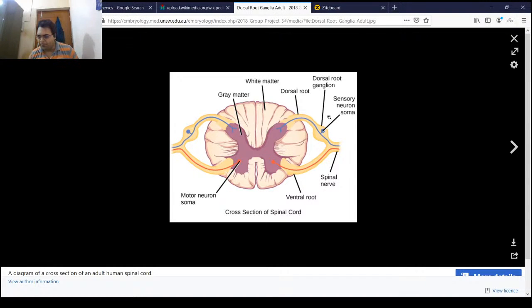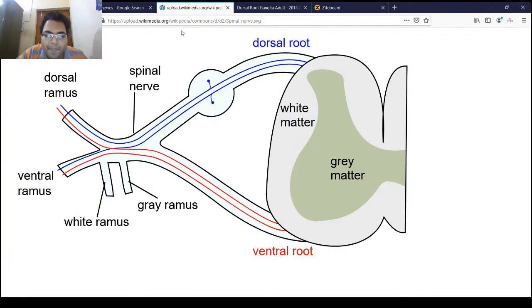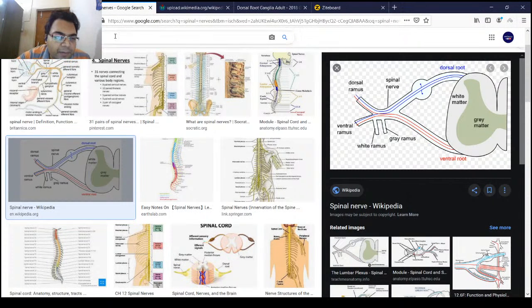Now, you may also have heard that spinal nerves are mixed nerves. How are they mixed nerves? You can see these nerves coming out from the spinal cord. This is the gray matter, this is the white matter. Now I'll explain how it happens. Before that, come to the intervertebral foramen.